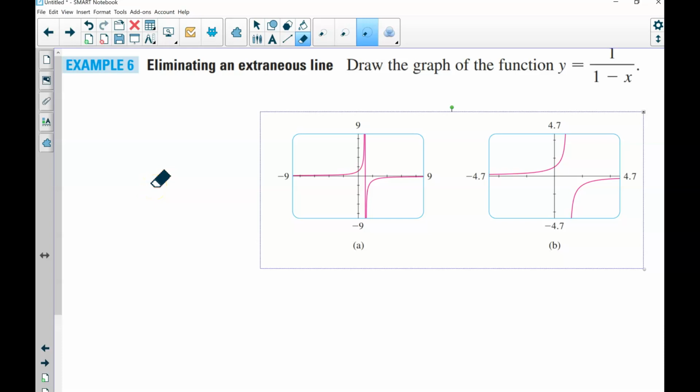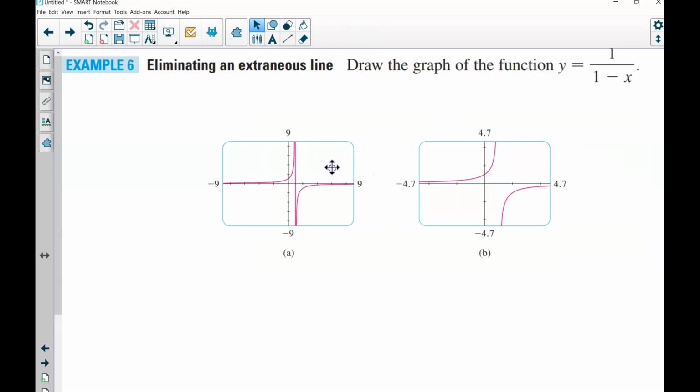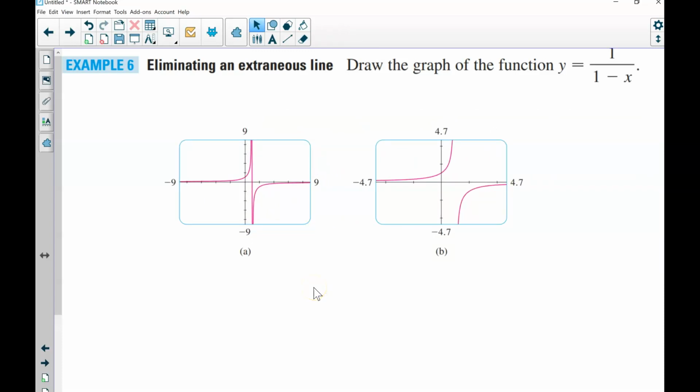Now, example number 6, we want to see eliminating an extraneous line. We're drawing the graph of y equals 1 over 1 minus x. In figure 10, the first figure on the left, which is part A, is the graph produced by a graphing calculator with a viewing rectangle of -9, 9 by -9, 9. In connecting successive points on a graph, the calculator produced a steep line segment from the top to the bottom of the screen. That line segment is not truly part of the graph. Notice that the domain of the function y equals 1 over 1 minus x is all x such that x cannot equal 1, because it's a restriction. So we can eliminate the extraneous near vertical line by experimenting with a change of scale.